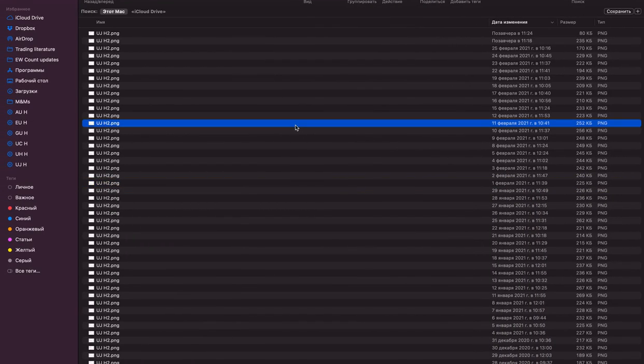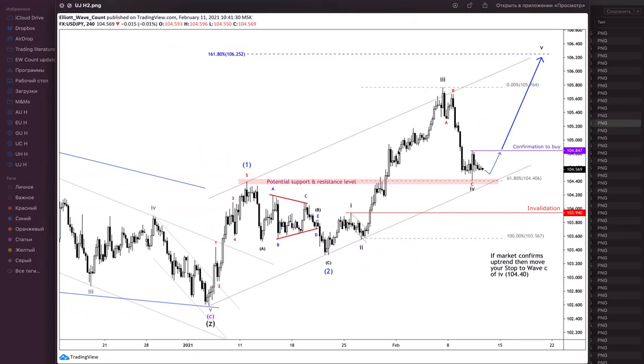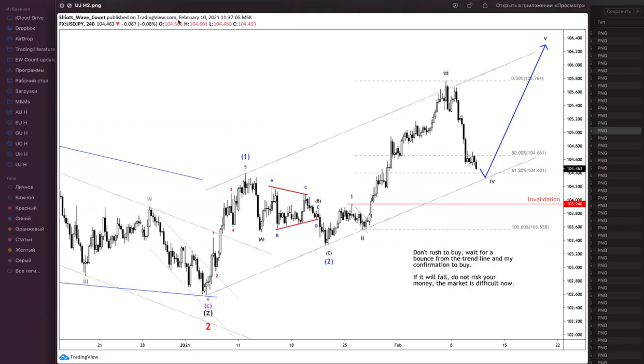Okay, February 10th. We saw this first impulse, then wave 2, wave 3, and don't rush to buy. Wait for a bounce from the trend line and my confirmation to buy. If it will fall, don't risk your money. The market is difficult now. Yes, it was very hard drop. It was ABC correction, but this wave C was very, very strong. This is why I asked to wait for the bounce up.